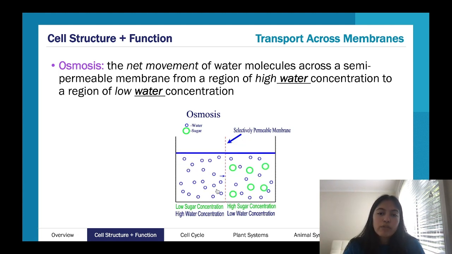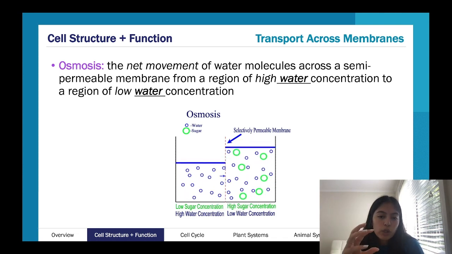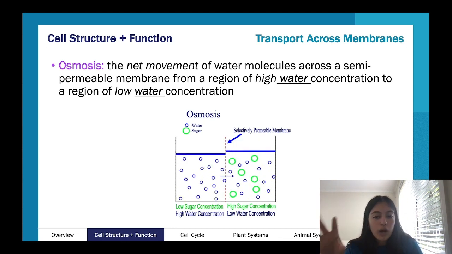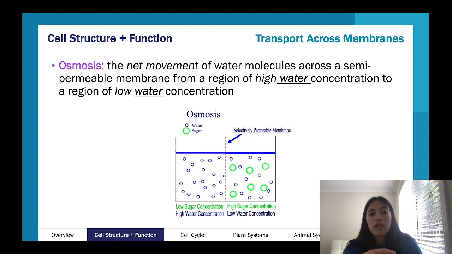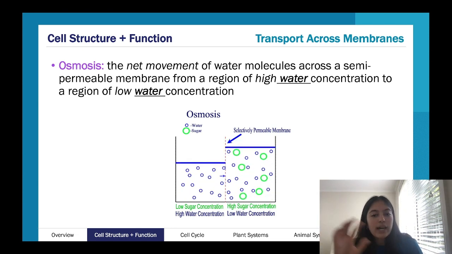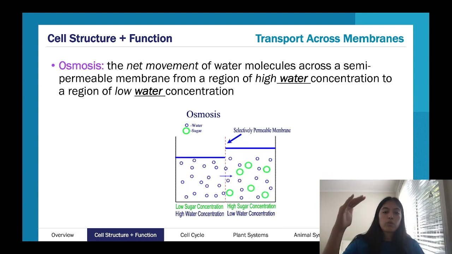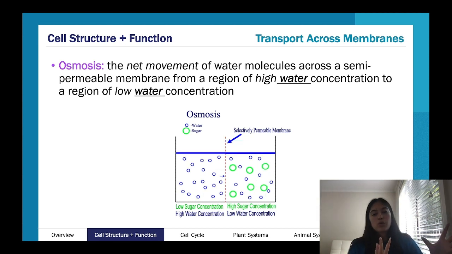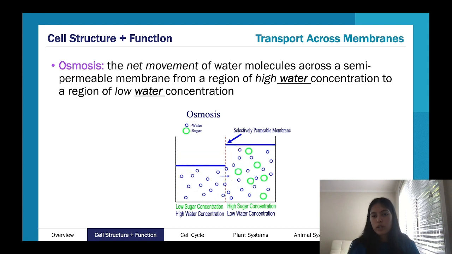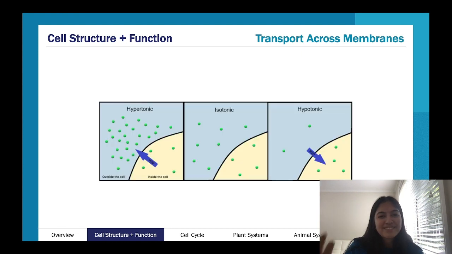So we're going from a region of high water concentration. If you look at the left, there are more water molecules there. You can count them individually. There are more water molecules on the left than on the right. The water is going to want to achieve equilibrium, and that's why we're getting water moving to the right. That's why we see the water level changing. The amount of water on the left decreases and the amount on the right increases, because we're moving towards the right side to try to equalize the level of water.